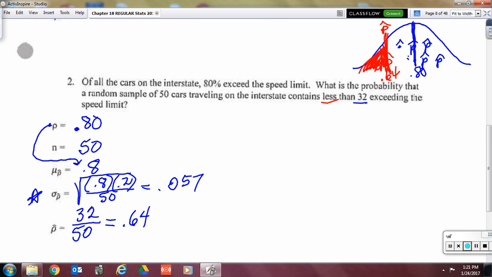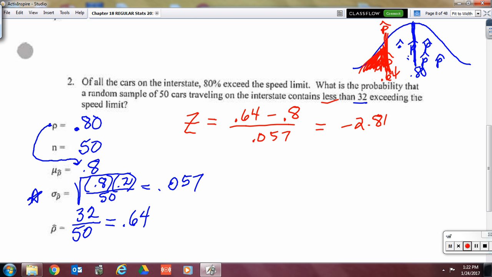So to get a z-score, remember it's p-hat minus the p over the standard deviation of p-hats. So what's that going to be number-wise? Very good. Over 0.057. And that is negative 2.81.